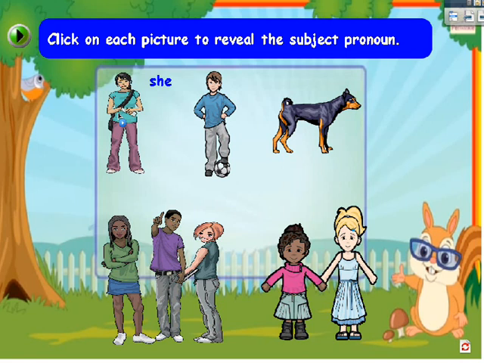She is for a singular girl. He is for a singular boy. It is for a singular animal or thing. They is for many people or things. And we is for me and someone else.